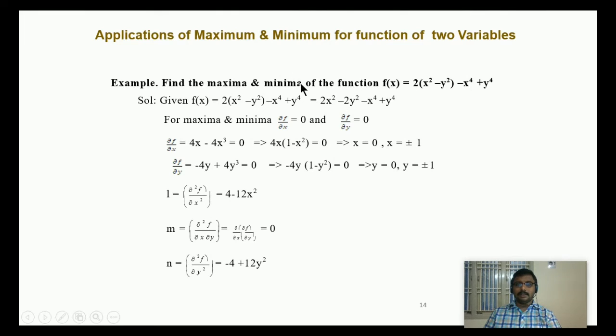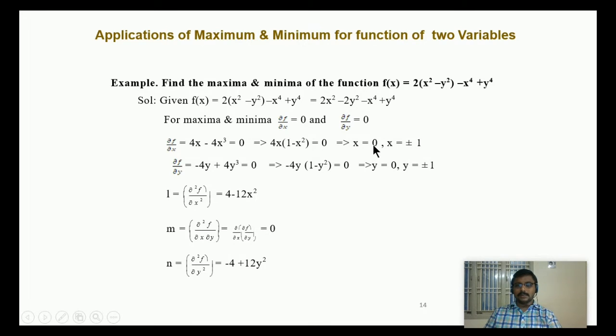Another problem: find the maxima and minima of the function f(x, y) is 2(x square minus y square) minus x power 4 plus y power 4. Given function f(x, y), for the maxima and minima, ∂f/∂x is equated to 0 and ∂f/∂y equal to 0. So computing ∂f/∂x and ∂f/∂y, which are equated to 0, and solving these equations we will get stationary points. The different combinations of x, y will give the different stationary points.